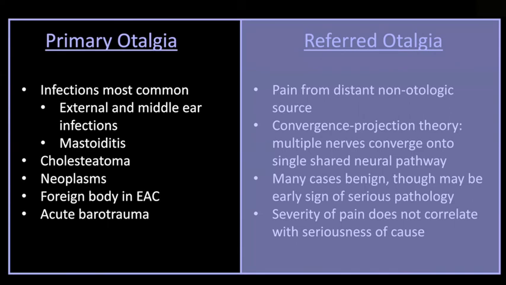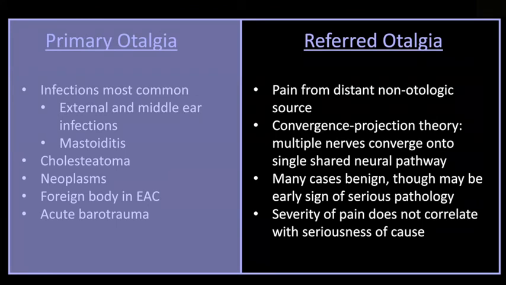So those are some of the more common causes of acute and chronic primary otalgia. And so now moving on to referred otalgia, where the source of pain is distant from the ear. And this again is most commonly seen in adults, and these patients will have a normal ear exam.